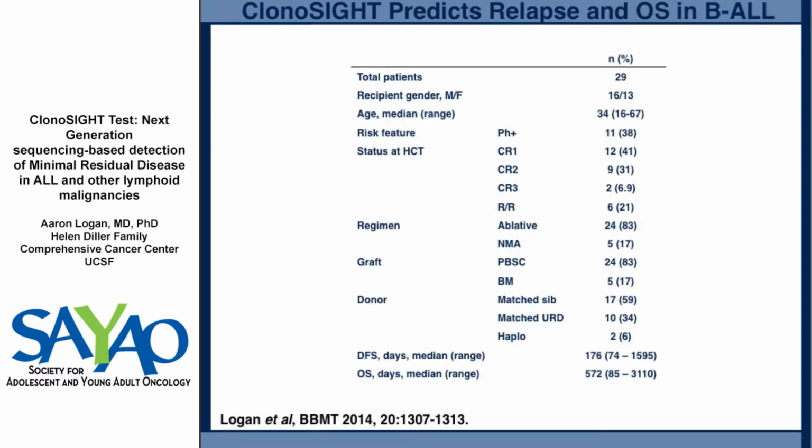And so we applied this study when I was a fellow at Stanford to a retrospective cohort of samples from 29 patients with B-ALL. These were all, or mostly, high-risk patients. More than a third had BCR-ABL translocations, and only 40% were transplanted in first remission. The other 60% were transplanted in CR2 or beyond, and a substantial portion had relapsed refractory disease. Most of these patients had undergone ablative transplants with peripheral blood stem cell grafts.